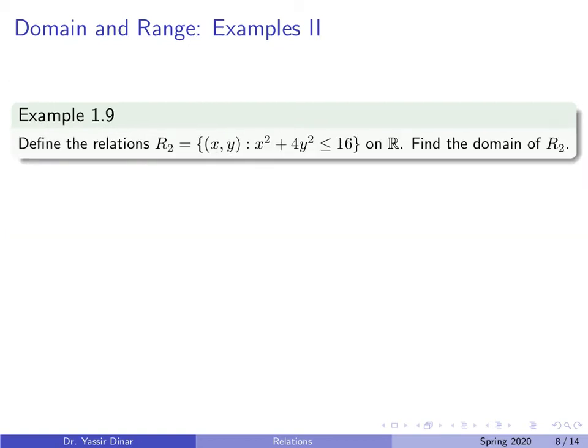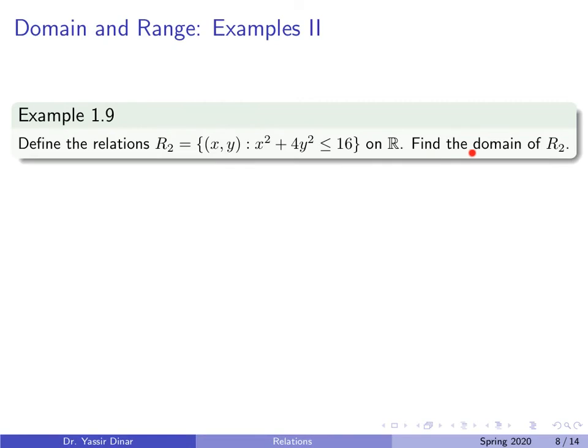Now let's look at another example. This time I will take a relation R2, which is also from R to R, and this relation R2 is defined by taking all pairs X and Y such that the first squared plus 4 times the second squared is less than or equal to 16.